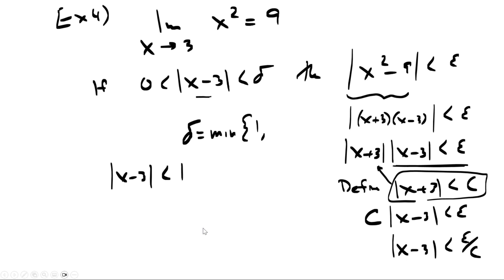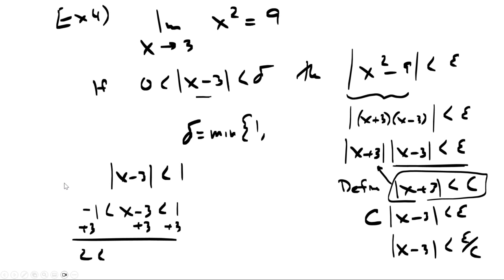If that's true, from algebra rules we can say negative 1 is less than x minus 3 is less than 1. Do you guys remember how to solve this for x? We add 3 to all 3 sides. That gets 2 less than x less than 4.